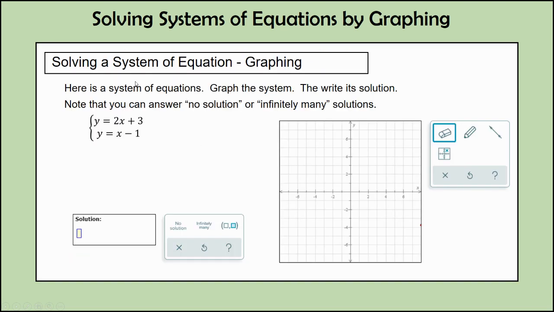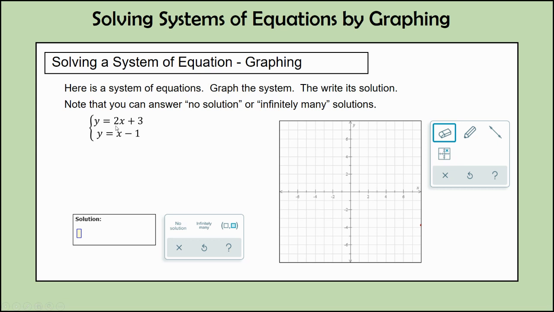All right, so here's a system of equations. We're going to graph them. We're going to then write its solution, and it could be no solution or infinitely many. And down here, you can see your choices. All right, you're going to use this graphing utility to get our solution. This is the work in my mind that we would show.